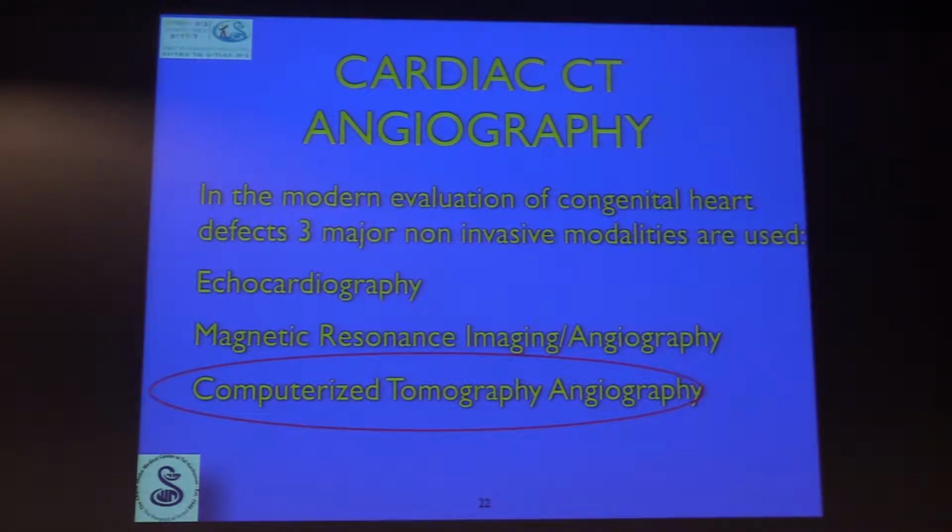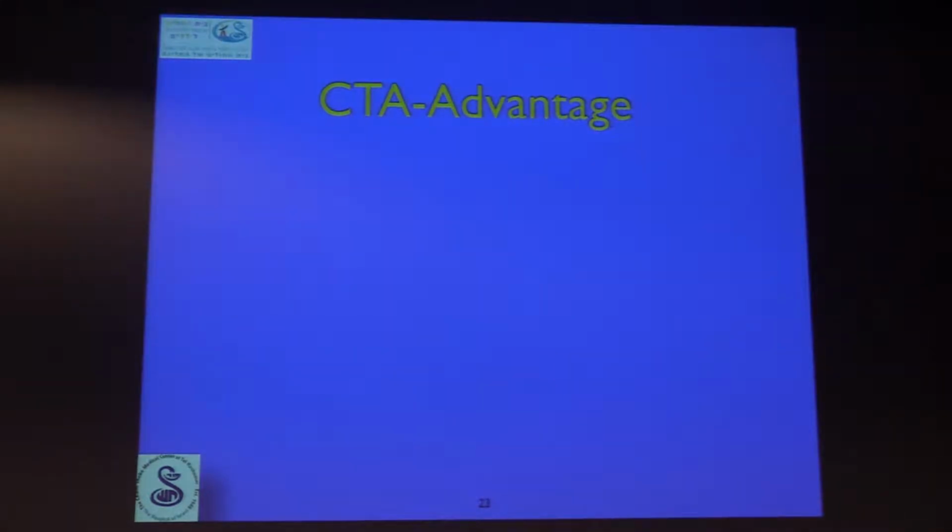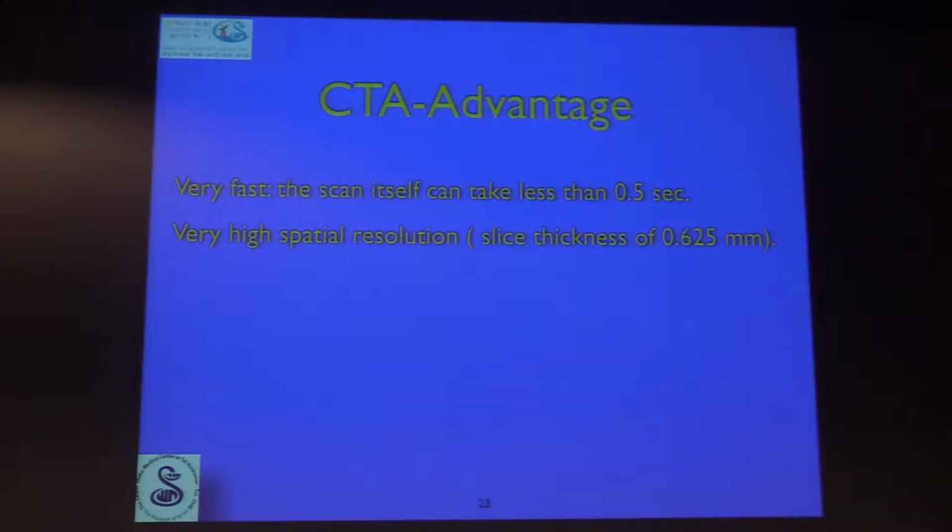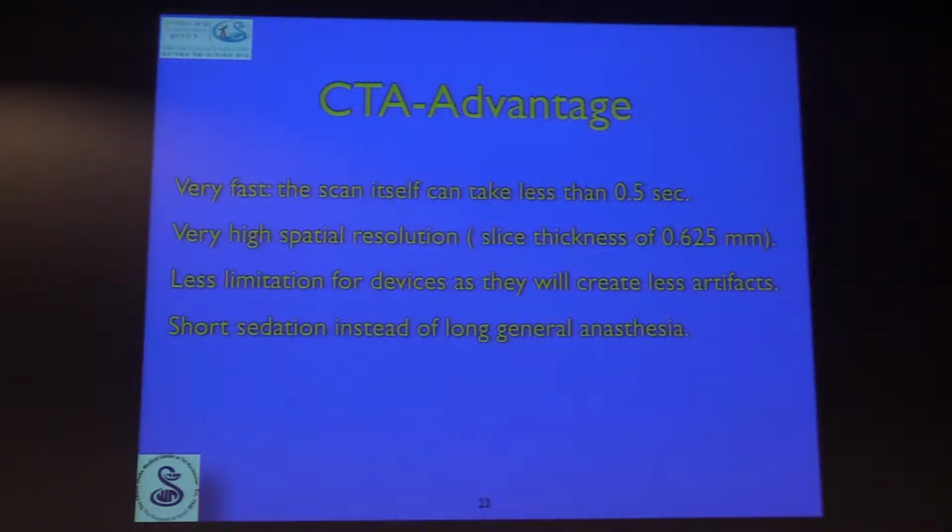So what are the advantages and disadvantages of CT angio? The scan is very fast. The scan itself can take less than half a second. Very high spatial resolution, with slice thickness of about 0.625 millimeter. Fewer limitations for devices, as they create fewer artifacts. Short sedation instead of long general anesthesia. Airways and lungs are well demonstrated. High availability in our institution.